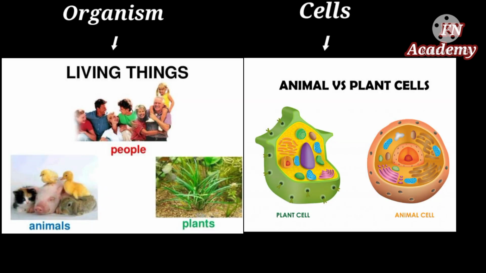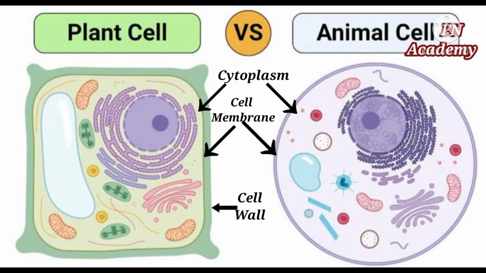Now living organisms may be of two types: animals, which also include humans, and plants. Since these two living organisms are different, they are made up of two different types of cells, that is animal cells and plant cells. So let's look at what these cells are actually composed of. But before that, I want you to know that both these cells differ from each other with respect to their structure, and also with respect to their contents.